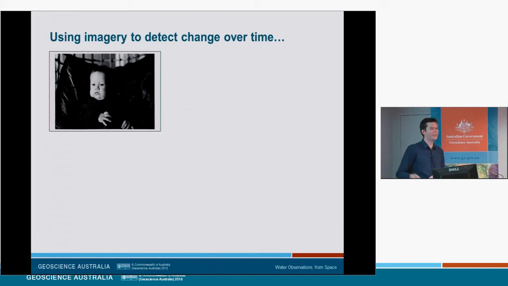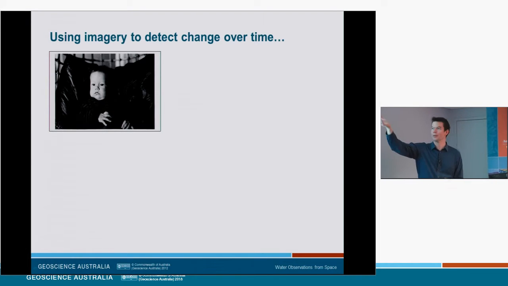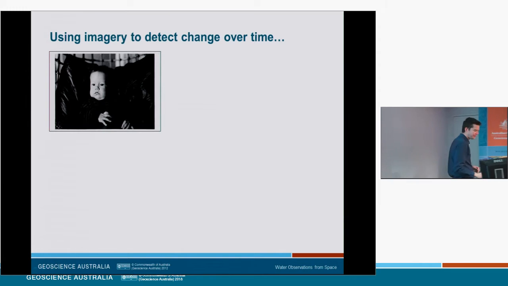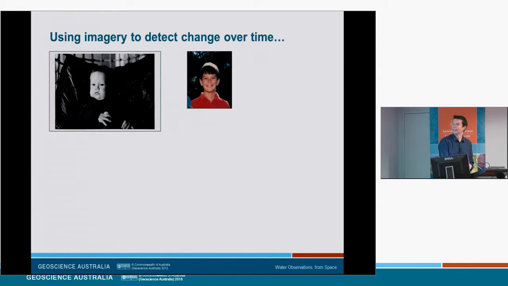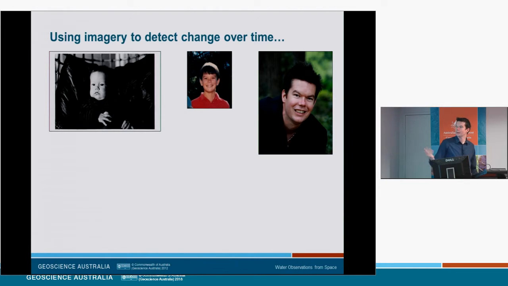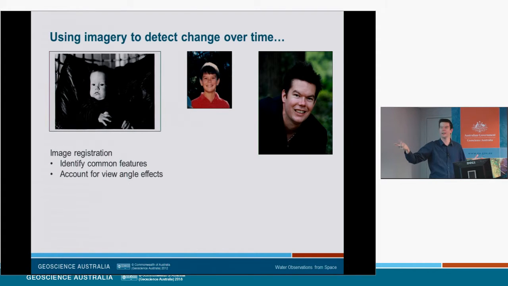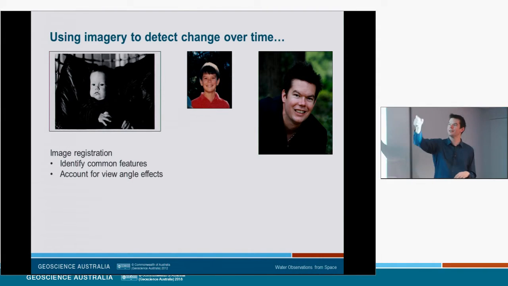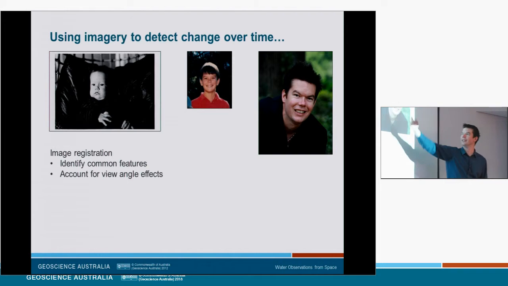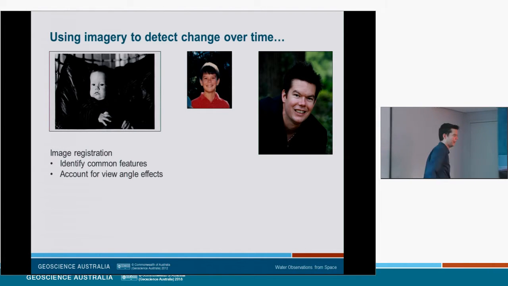So, using imagery to detect change over time. That's yours truly, quite some time ago. A little bit later on, you can see there's been a fair bit of change in the imagery. And then, more recently, you can see there's change again. It shows you a couple of interesting things. First thing is, if you wanted to pull out consistent features out of that imagery, let's say my eyes for example, you'd have to identify common features within those images, and then you'd have to account for the view angle. So here, my head's facing that way, here the head's facing that way, here I'm looking straight ahead. So you've got to account for the view angle in the imagery as well.